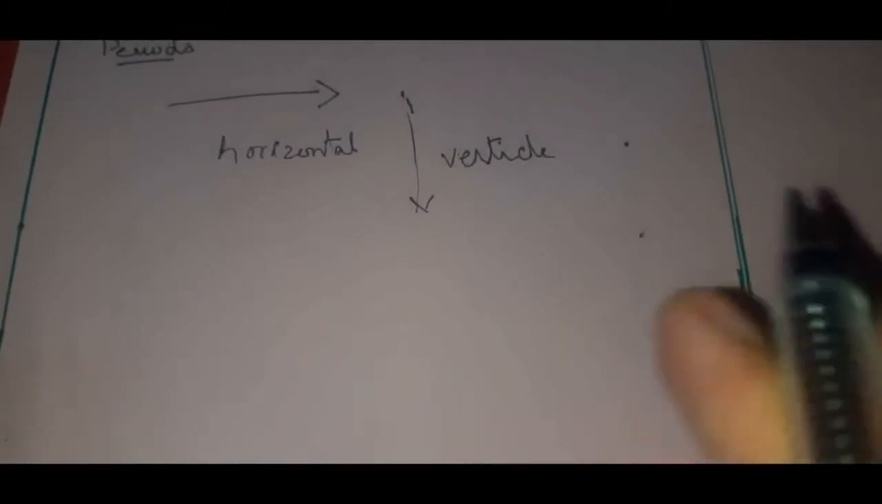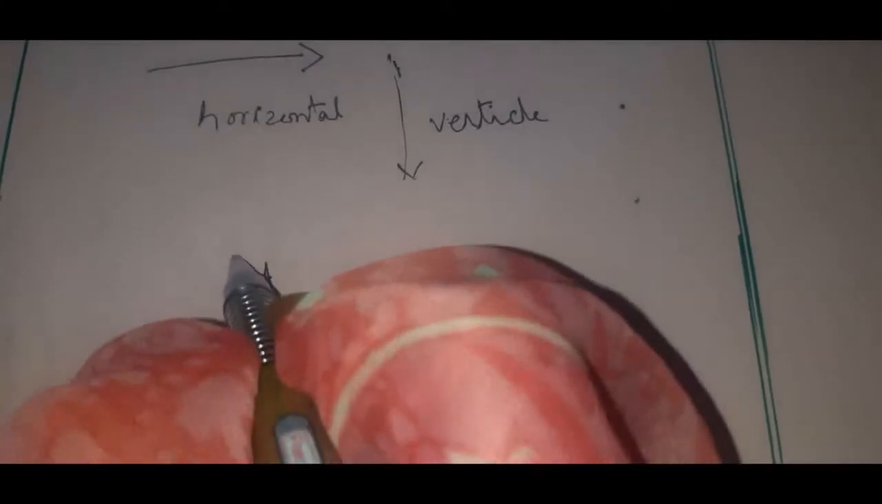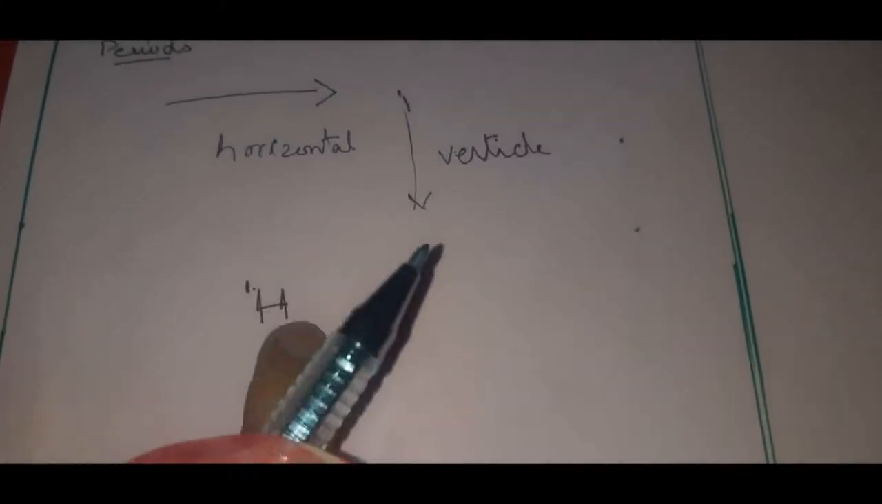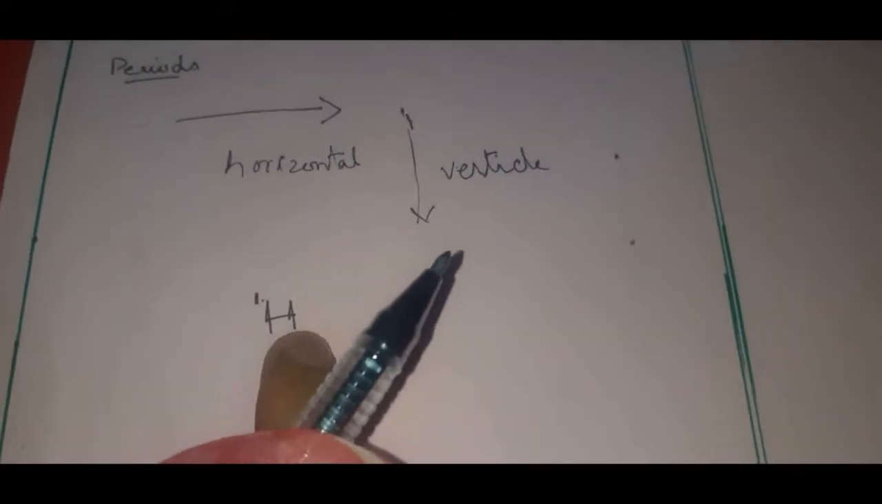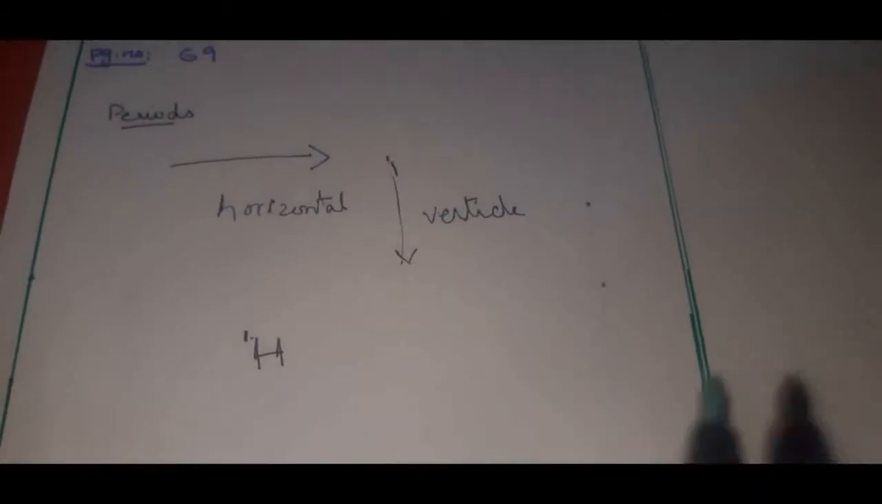For example, I have an element hydrogen. Its symbol is H. Its atomic number is 1. Atomic number 1 means that it is located in the first group of the periodic table and it has only one proton, right?